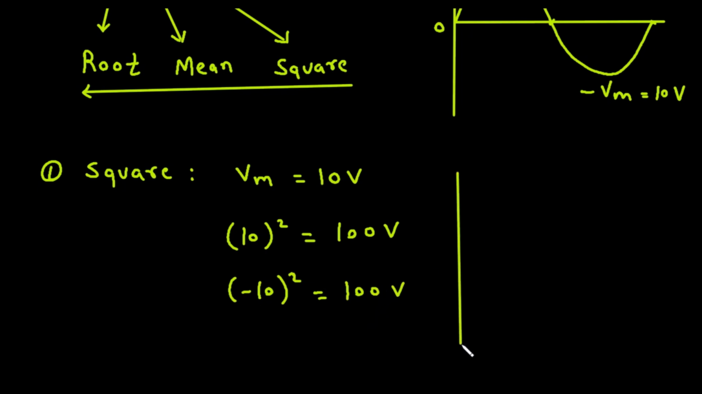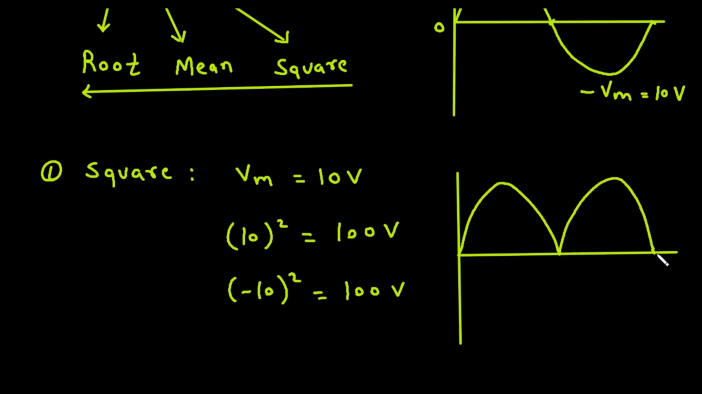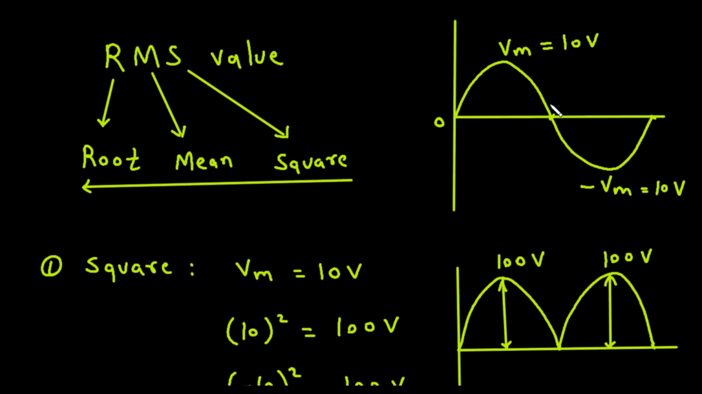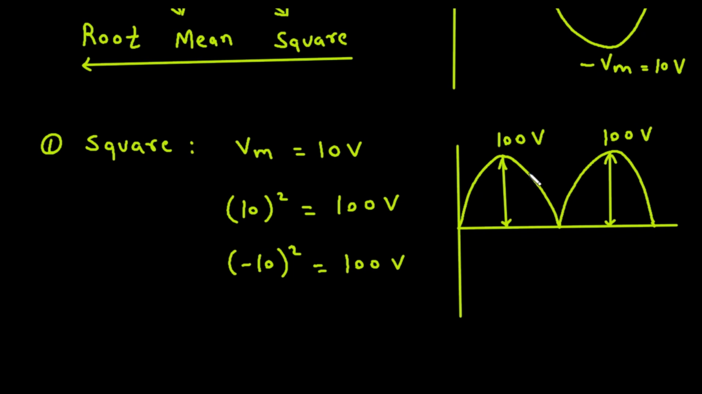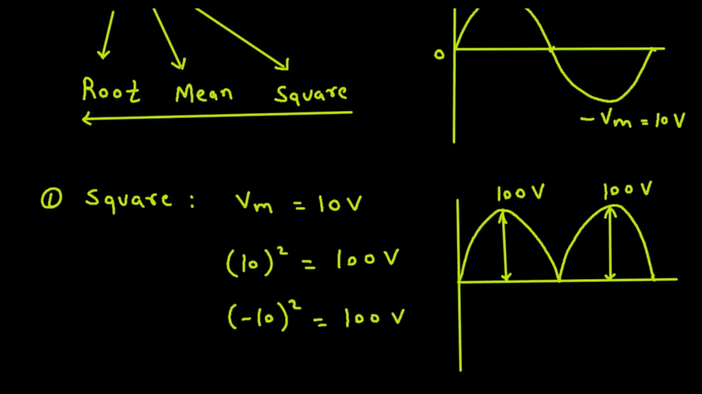Now, this time we have got a new wave. It is like this. It is like humps, but the amplitude is different. This time the amplitude will be 100 volt. So, this is also 100 volt, and here also it is 100 volt. And also we can see that both are positive. From this positive-negative alternating cycle, we got the positive cycle. That means this is positive and this is also positive.